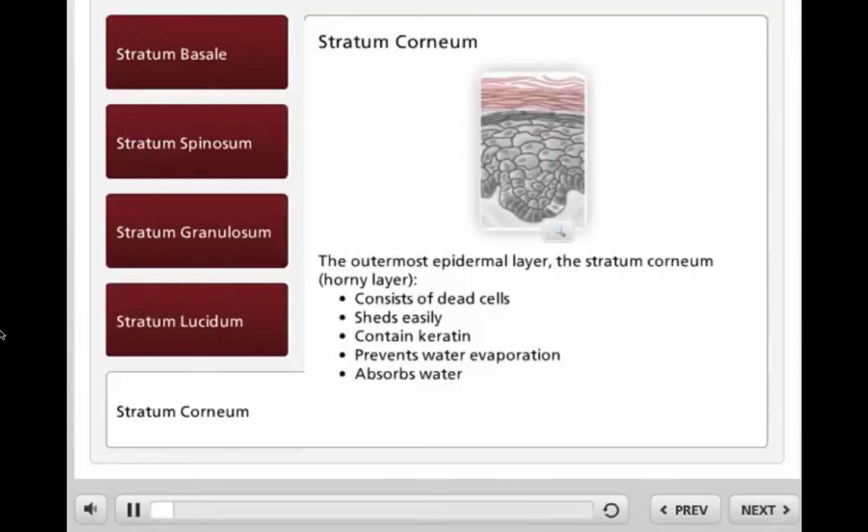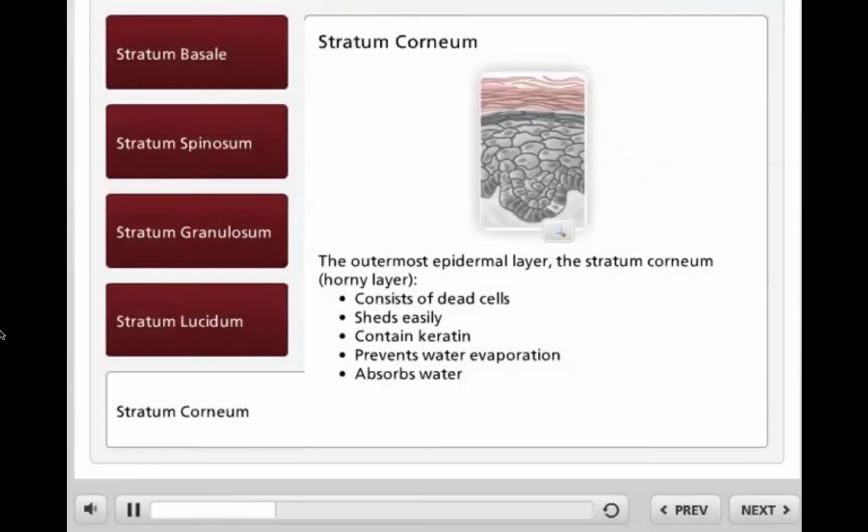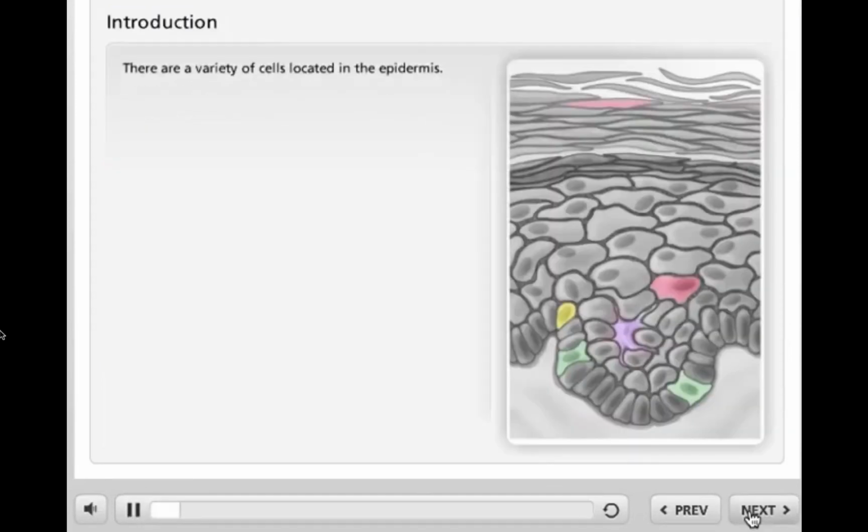The outermost layer of the epidermis is called the stratum corneum or horny layer. This layer consists entirely of dead keratinocytes. The stratum corneum can be 20 to 30 cells thick. The keratin in these cells helps keep the skin hydrated by preventing water evaporation. These cells can also absorb water, further aiding in hydration. This explains why you experience wrinkling of the skin when your fingers are immersed in water for long periods. There are a variety of cells located in the epidermis.